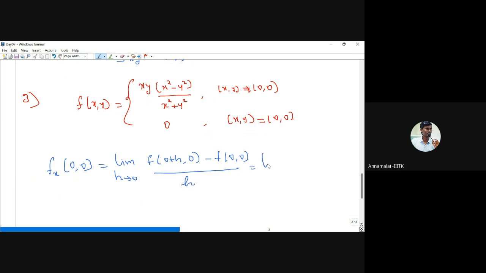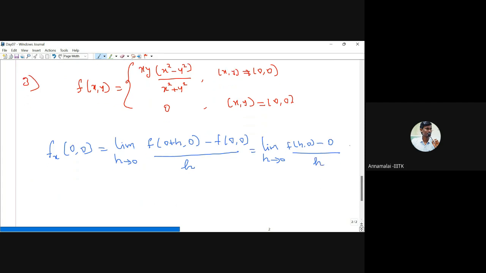So this is nothing but limit h goes to 0 of f(0 + h, 0) minus f(0, 0) divided by h, that is, f(h, 0) minus f(0, 0). The function defined at the point (0, 0) is 0, divided by h.